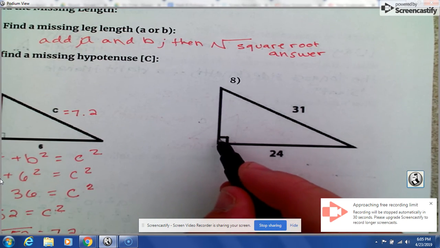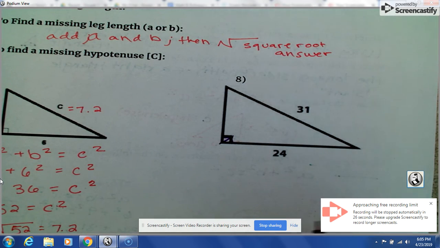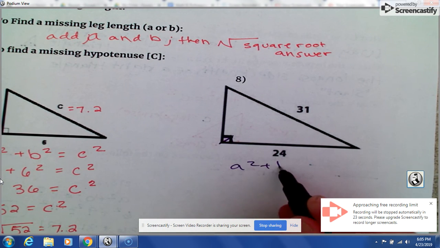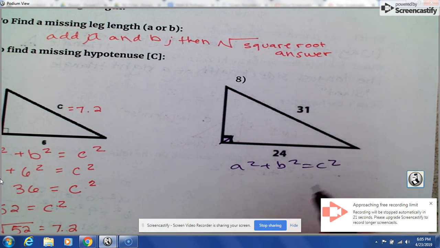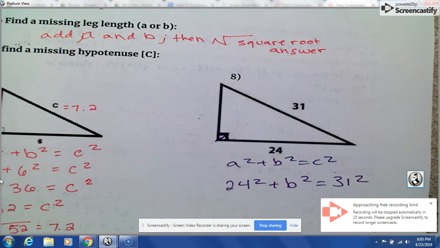However, like number 8, we have C, okay? Again, that little arrow points to C. So A squared plus B squared equals C squared. We have 24 squared plus B squared equals 31 squared.